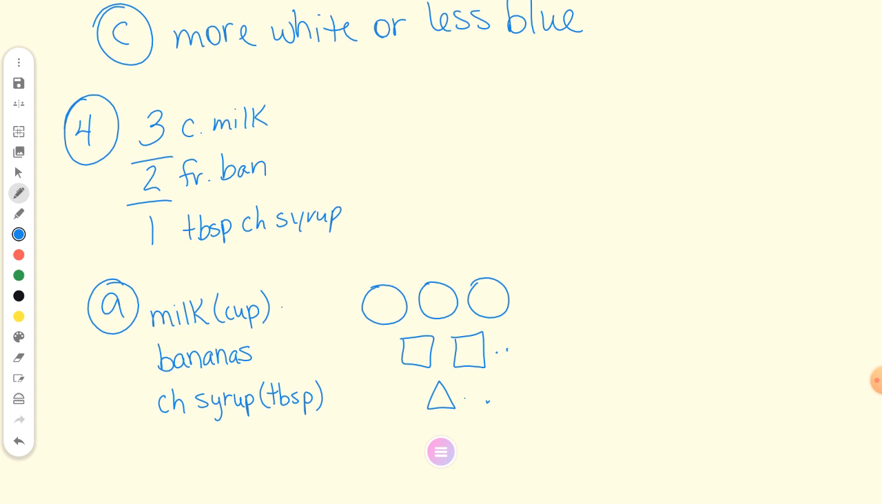Should I just have that? No, that is not a sentence, okay? You have to tell me what that means. That means the ratio of milk to frozen bananas to chocolate syrup is 3 to 2 to 1. Okay, but you should have a sentence there, not just a ratio. There's lots of things you could have put that would be correct. The only thing that would be incorrect is if you gave me something like that. Yes, must have some words.